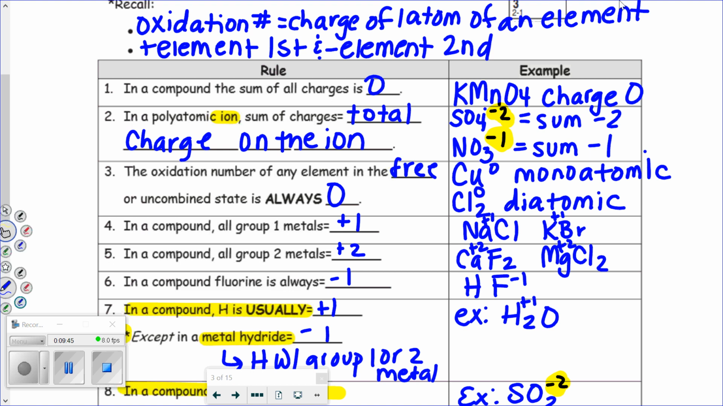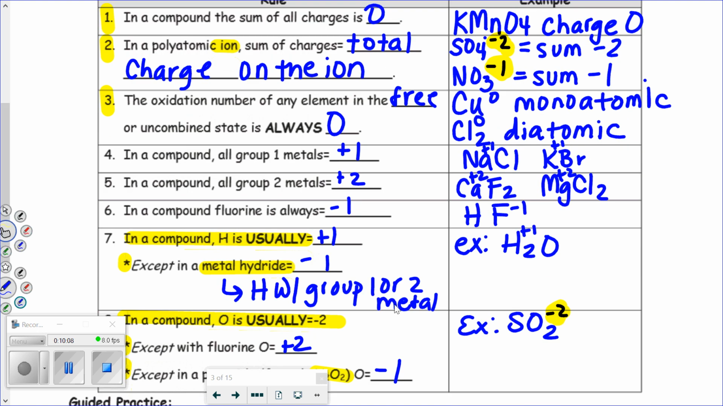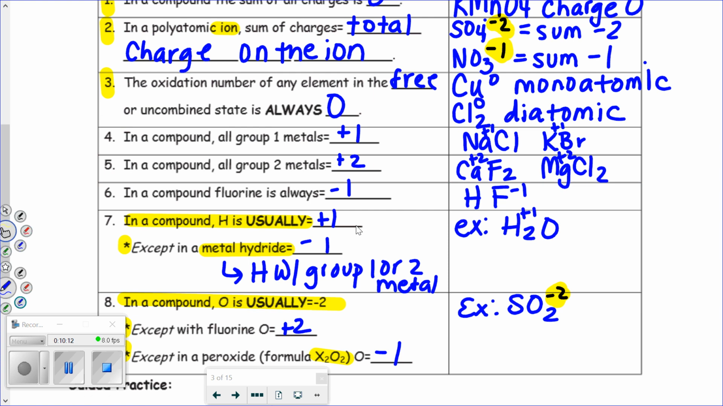The ones that you're really going to want to remember are 1, 2, and 3, because you need to make sure you know that in a compound, the charge is 0. In a polyatomic ion, the charges are equal to whatever the ion's charge is, and if something's by itself, it's always 0. You can't do that by just looking on the reference table.